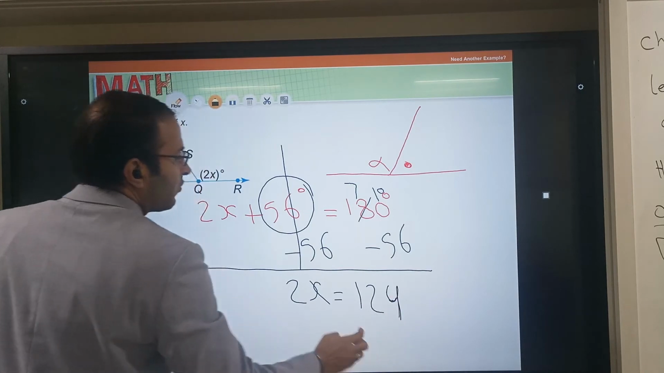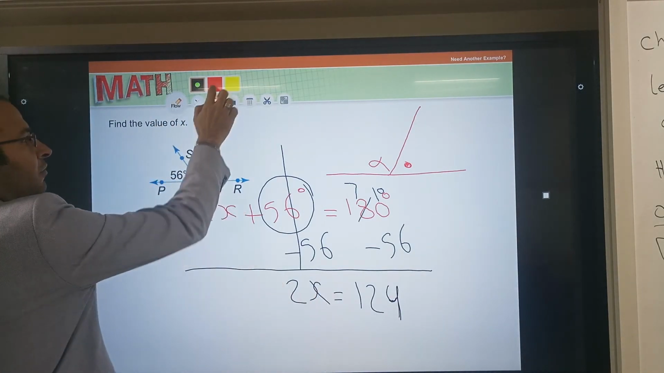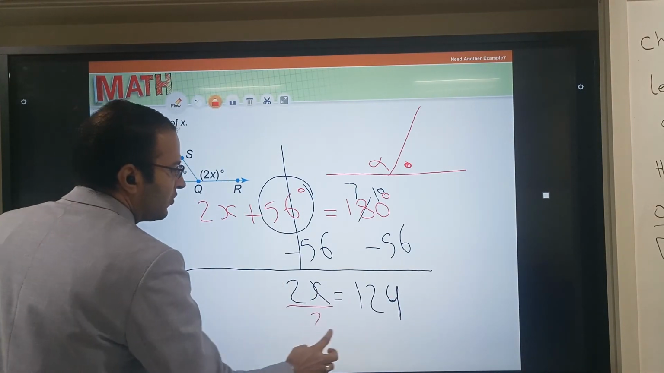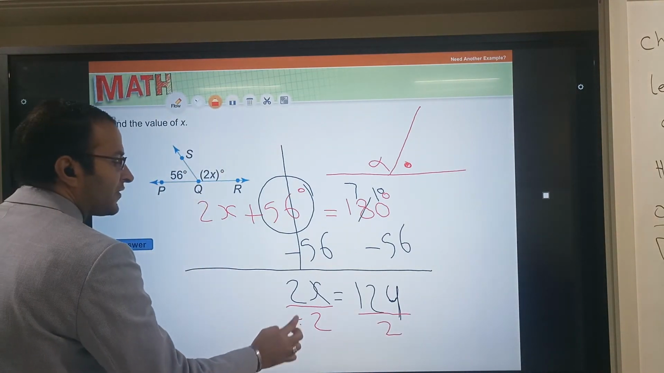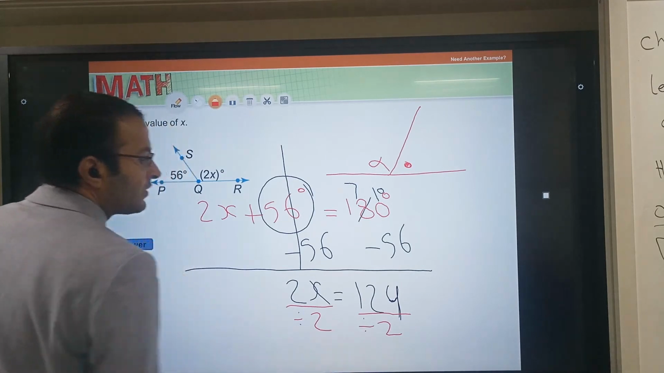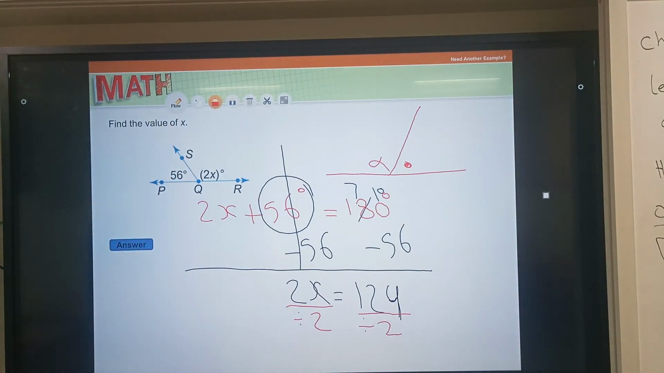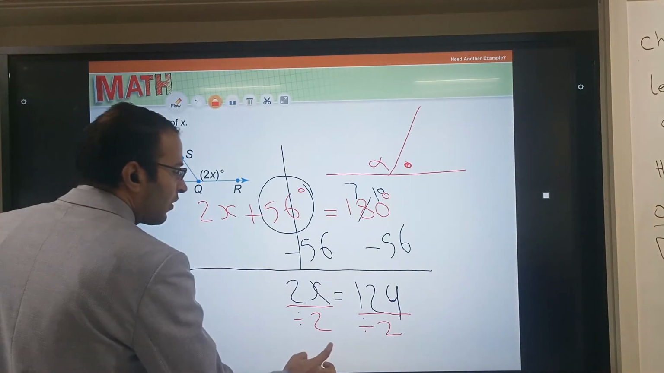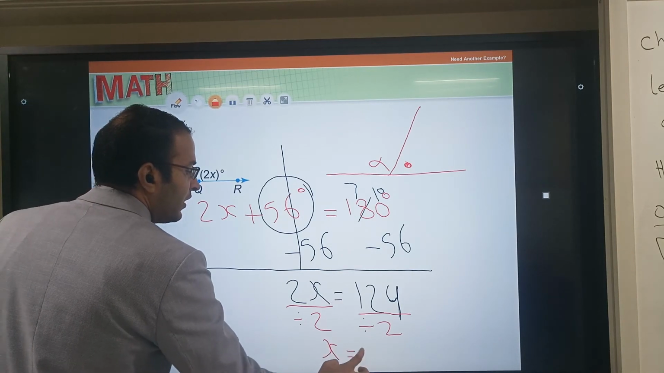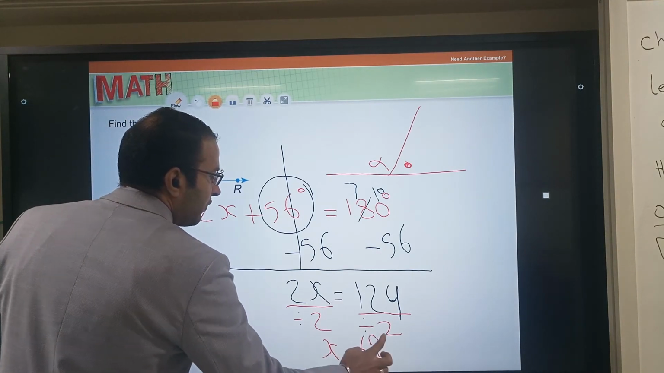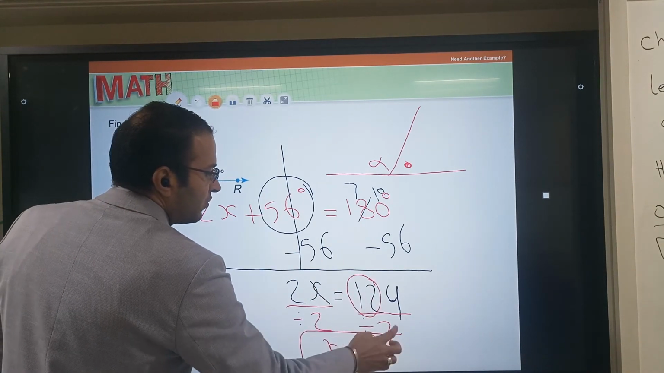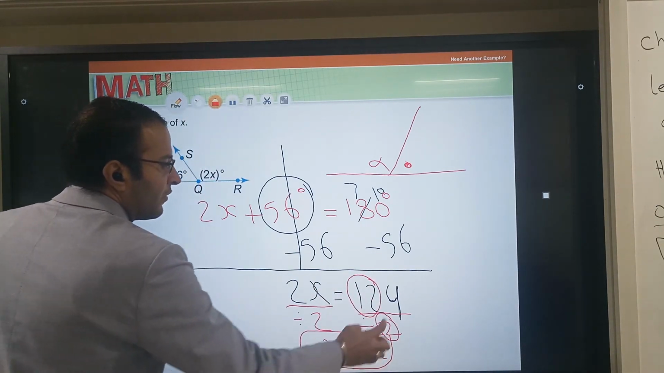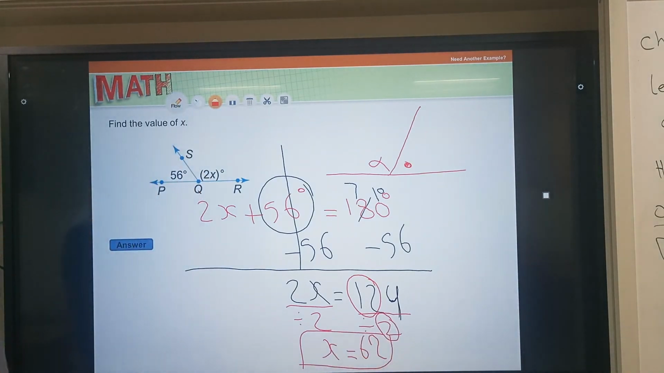We now need to cancel the 2. So I will divide both sides by 2, the left-hand side and the right-hand side. So x will be equal to 62. If you divide 124 by 2, 12 divided by 2 gives 6, and 4 divided by 2 gives 2. So the measure of this angle is equal to 62.